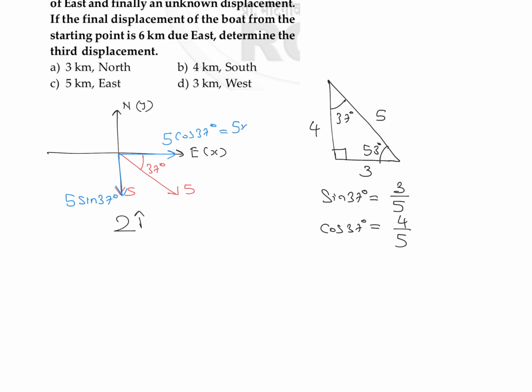First one is 5 cos 37. Cos 37 is 4 by 5, so I'll get the answer as 4. And 5 sin 37 is 5 into 3 divided by 5, which is equal to 3. So what are the vectors? First we have a vector of magnitude 2 i cap, then a vector of plus 4 i cap, and then a vector of minus 3 j cap.